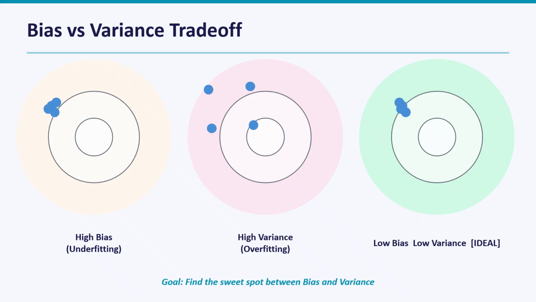High variance means your darts are scattered all over the board. Sometimes you hit the bull's eye, sometimes you miss completely. Your model is too sensitive to the training data and is overfitting. The ideal situation is low bias and low variance. Your darts consistently hit near the center. The challenge is that reducing bias often increases variance and vice versa. That's the trade off. Techniques like regularization, cross validation, and ensemble methods help you find the sweet spot. Understanding this trade off is what separates good ML practitioners from great ones.